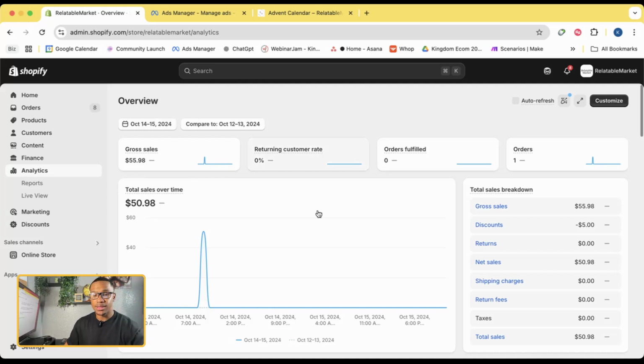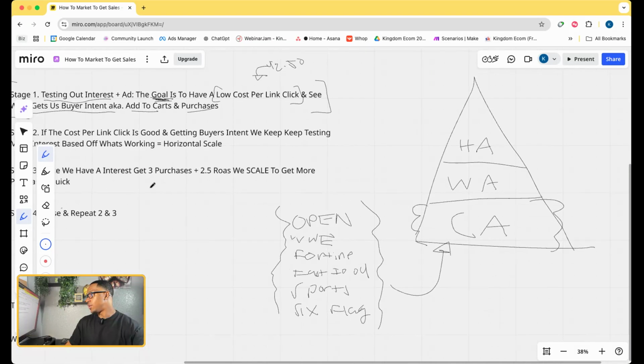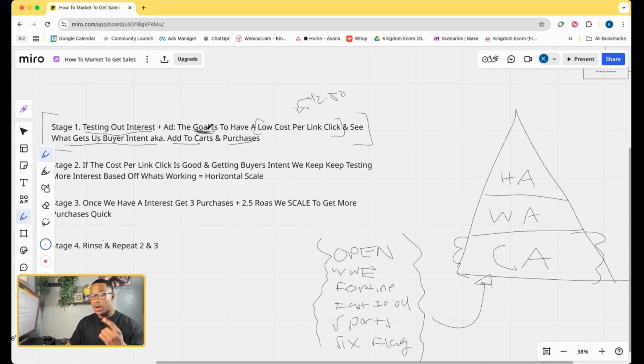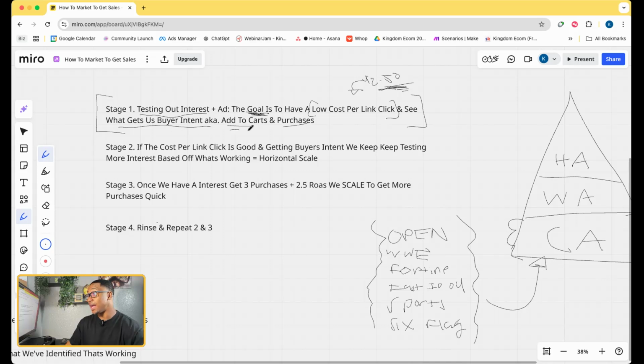So what we did, and this is going to be very, very helpful for anyone that's watching, because whenever you're running ads, you're testing. We see that the ad is doing pretty decent. The cost per link click is decent, it's below $2.50, so we're not trying to change the ad. We see that people are coming to the website. We got some added carts, but people are not buying.